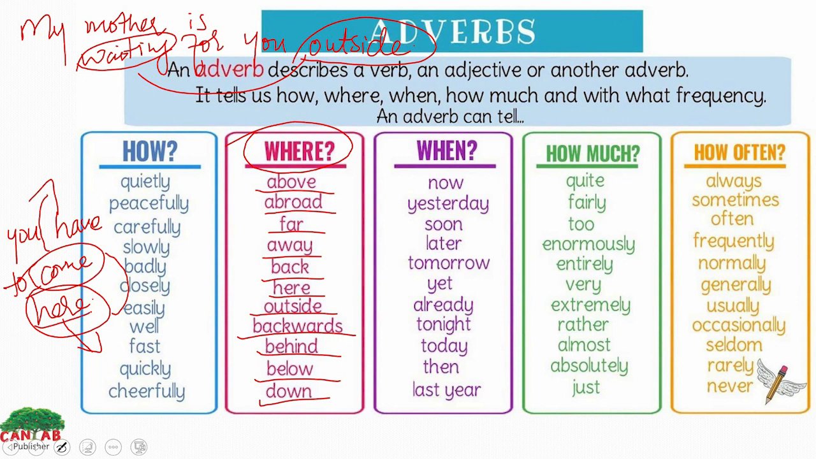For example, school, airport, wedding hall, class. It can be anything. Where can cover all the places where the action is. For example, my mother is waiting for you at the airport. I am going to school. School is a place and going is a verb here. So the adverb of place also covers all the places where the action is done. It tells you about the place.